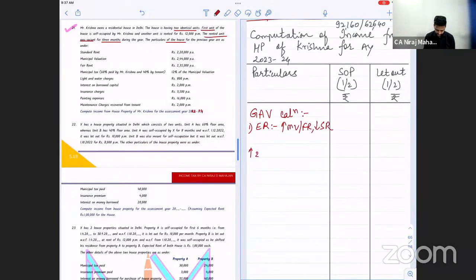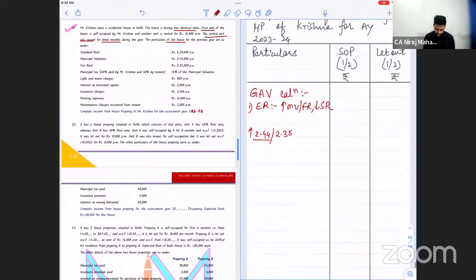MV is 2.44, okay, I'm writing 2.44. And MV or FR is 2.35. Higher is 2.44. Lower of 2.44 lakhs and standard rent is 2.2. So expected rent is 2,20,000. Here we are taking the let out half, so 2,20,000 into half, 1,10,000, everybody, is your expected rent.